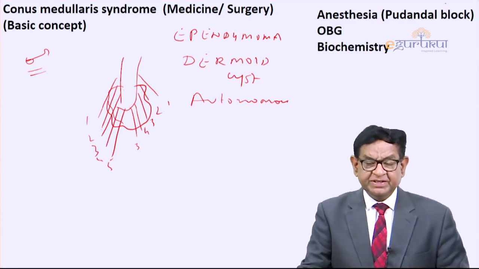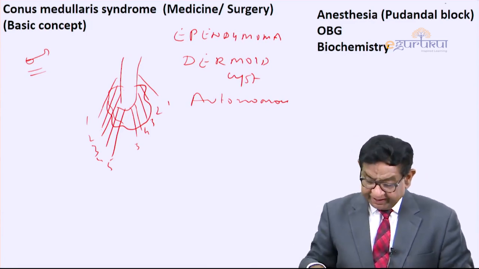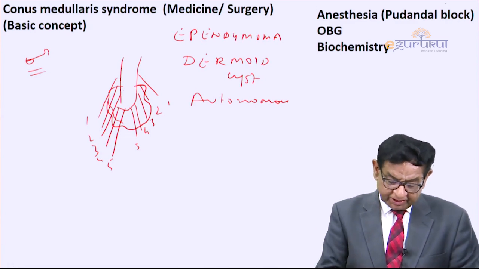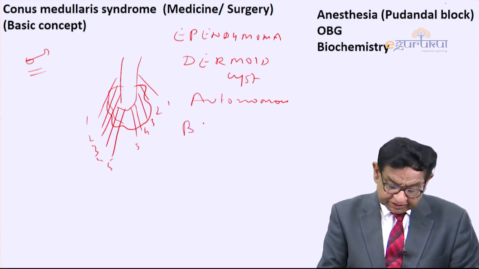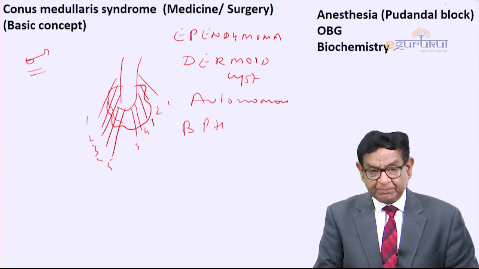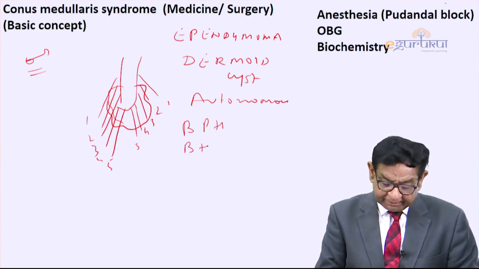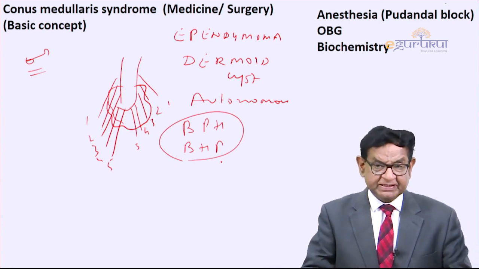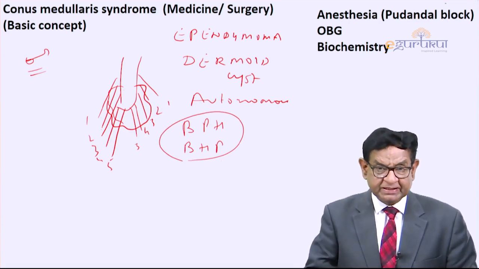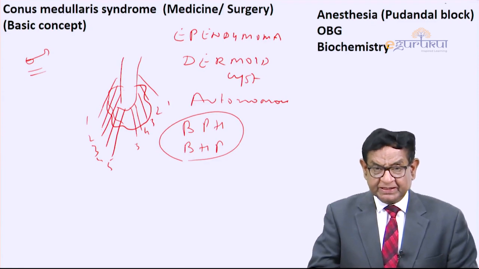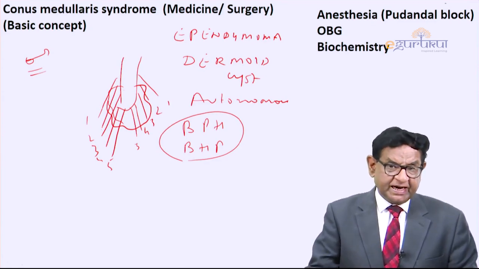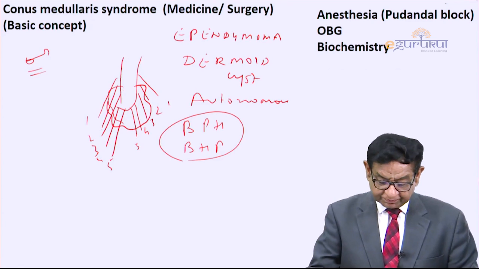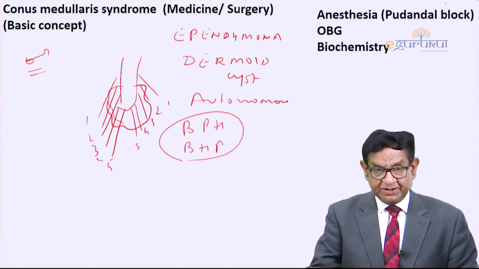Now what differential diagnosis will come to your mind immediately? Beyond doubt, it will be benign prostatic hypertrophy, or some people write it as BHP, benign hypertrophy of the prostate. The first differential diagnosis for this. But this is a case of conus medullaris. That means we learn a new thing, that a differential diagnosis of BHP is conus medullaris syndrome.